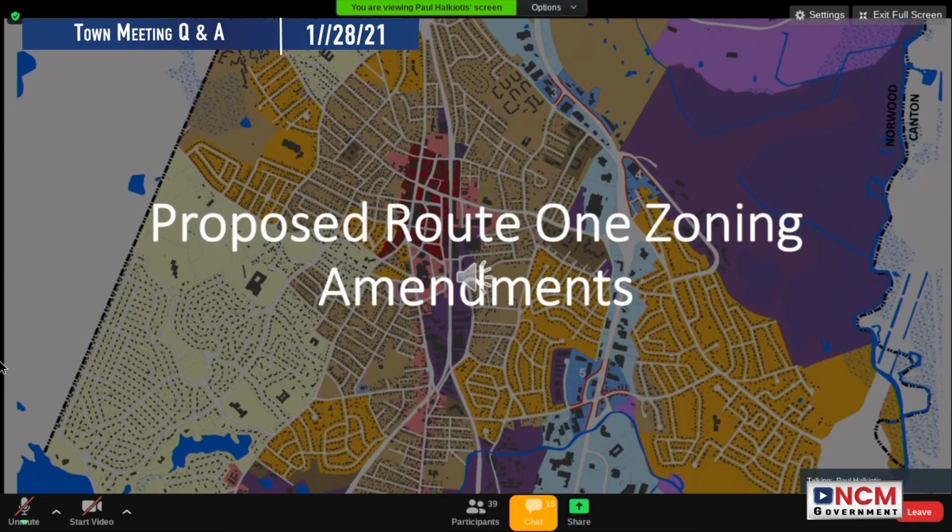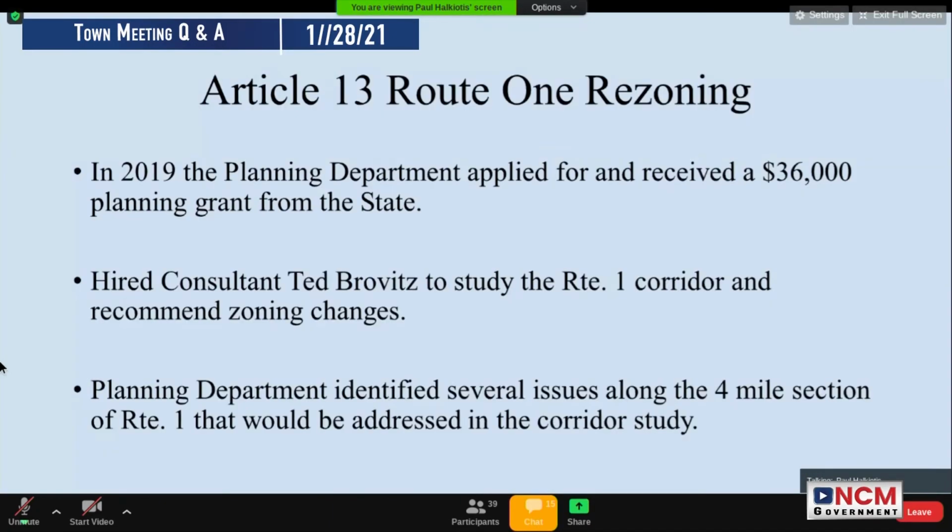The map that you can see now is our new zoning map, and you can actually see the building layers on it. Those little dots are where there are homes and buildings. This is our big article for town meeting this year, and this is a study that we started about a year and a half ago. We received a grant for $36,000, and we used that money to retain the services of a consultant, Ted Brovitz, to work with us to undertake a study of the Route 1 corridor.